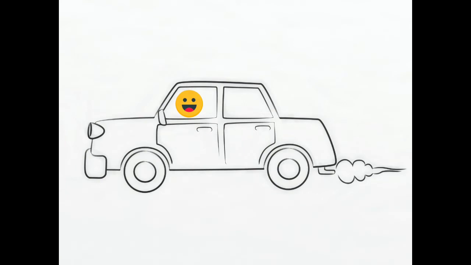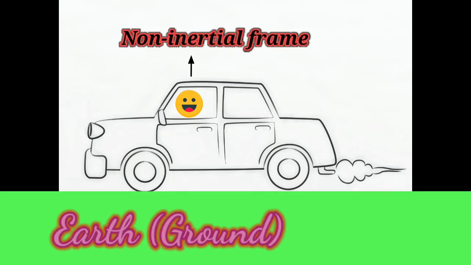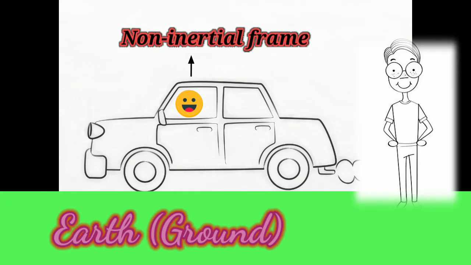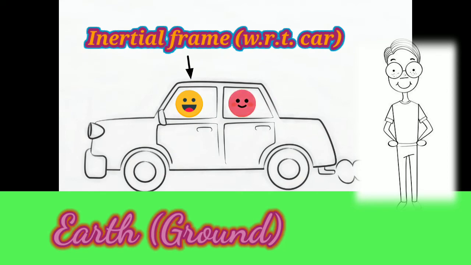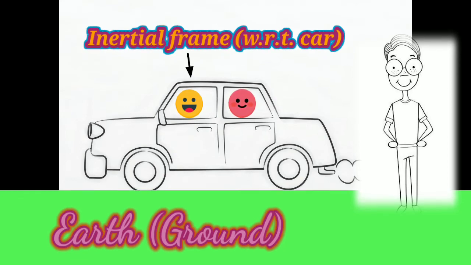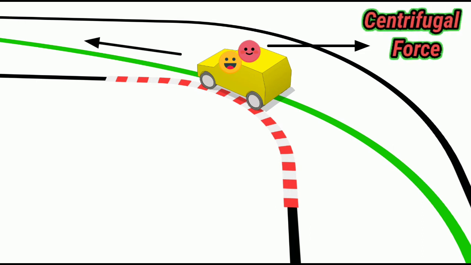Let's suppose that you're driving a car. You are in the non-inertial frame with respect to the Earth, or any person standing on the Earth, and you're not moving in that car. So that means you are in the inertial frame with respect to the other person sitting in the same car. Now, if the car makes a turn to the left, while taking the turn, you, along with the other person sitting in the car, will experience a force towards the right. This force is called the centrifugal force.